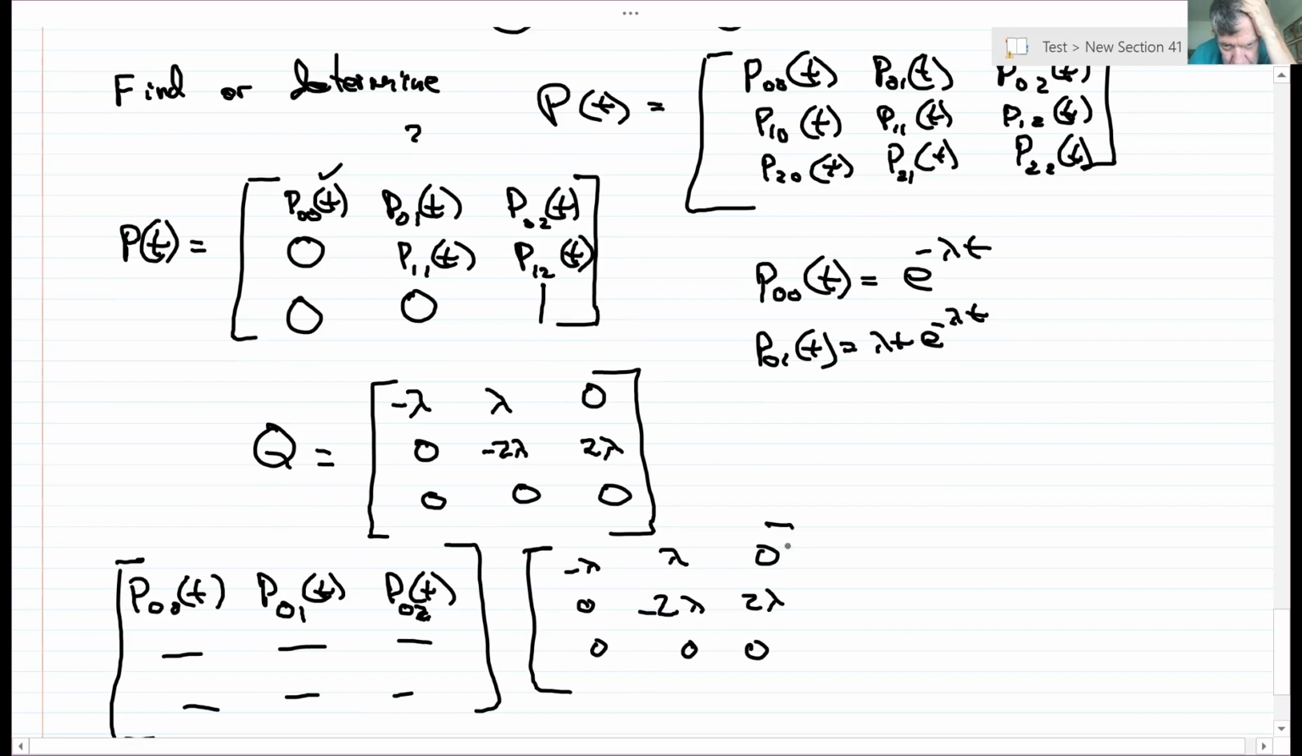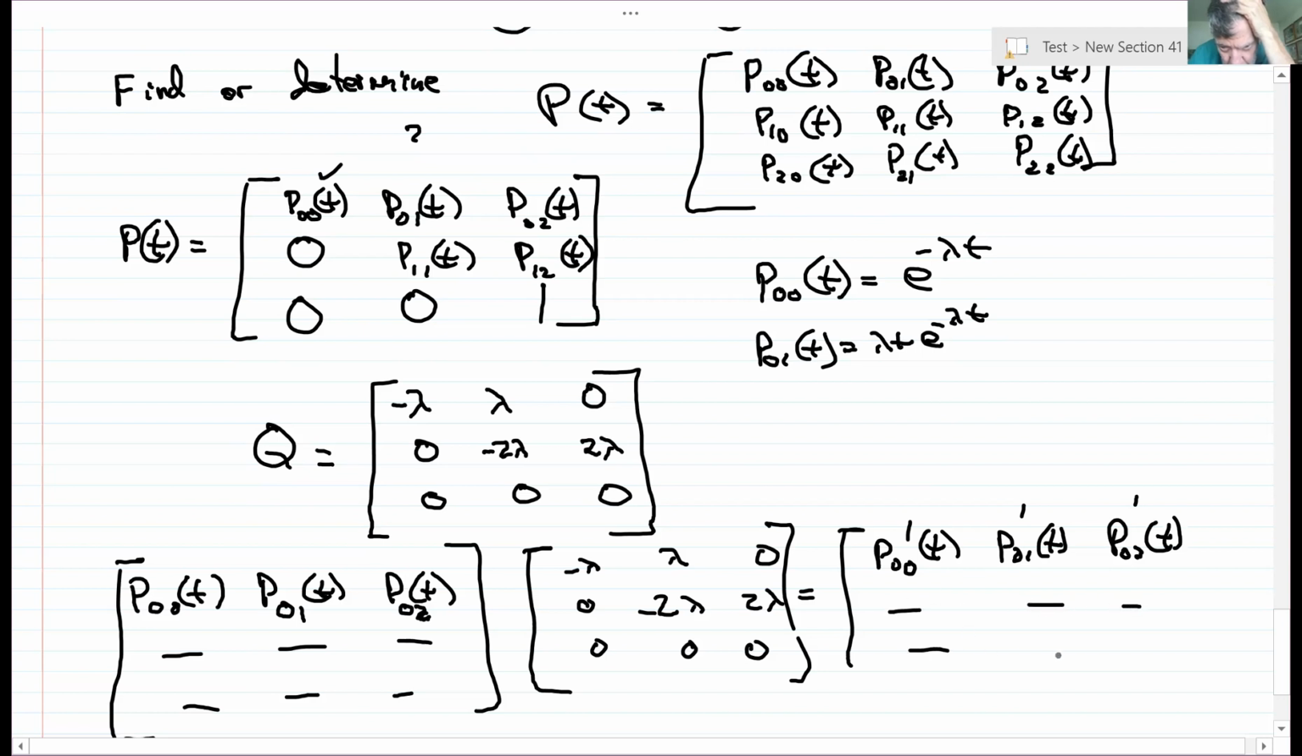Here's the difference. And this is equal to P00 prime, P01 prime, P02 prime. And these others are what they are. I just don't need to fill it in.